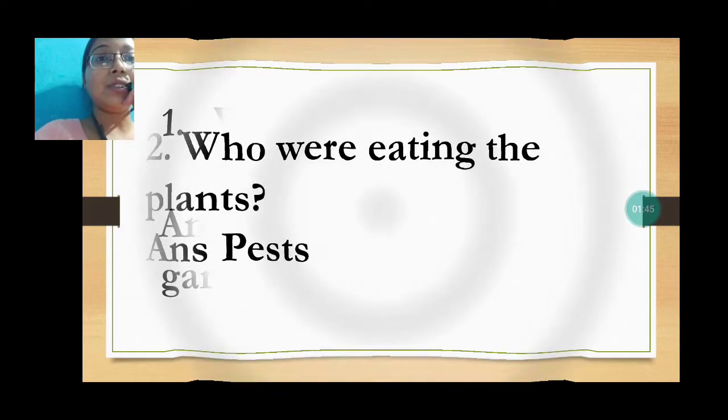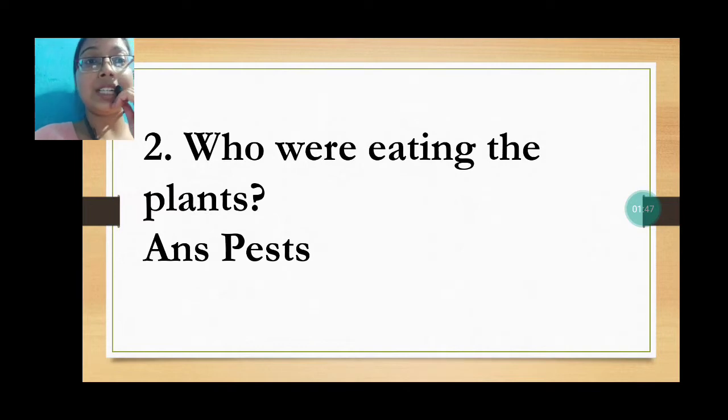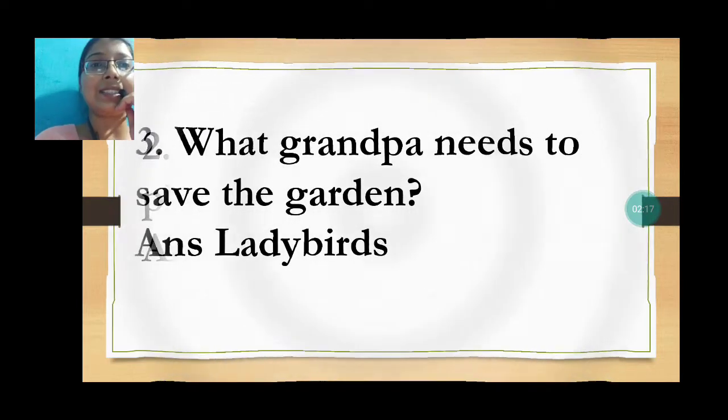Okay. Question number 2. Who were eating the plants? Do you know who were eating the plants? The pests. They were eating the plants very badly. And the plants were dying because the pests were eating all the plants. So who were eating the plants? Pests. And where were they eating the plants? The plants that are in the garden, Grandpa's garden. So who were eating the plants? Pests were eating the plants.